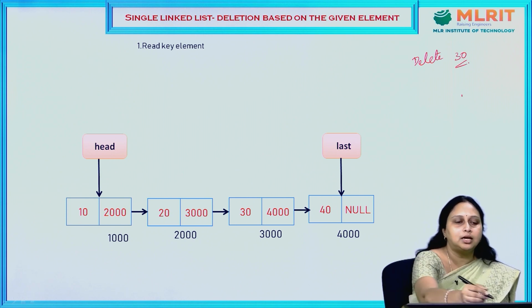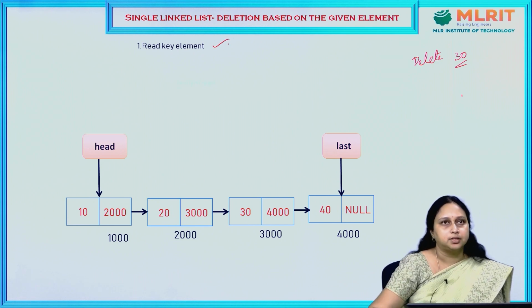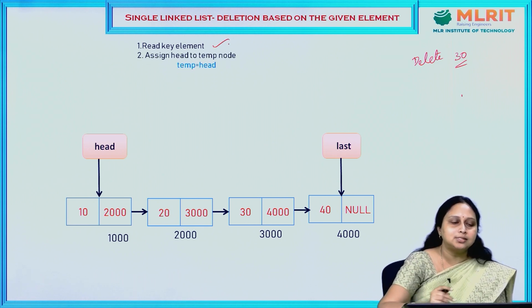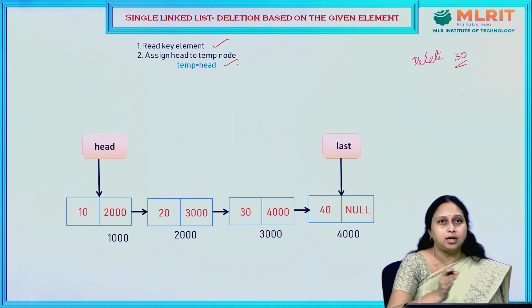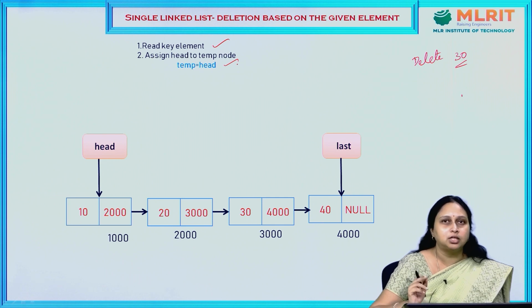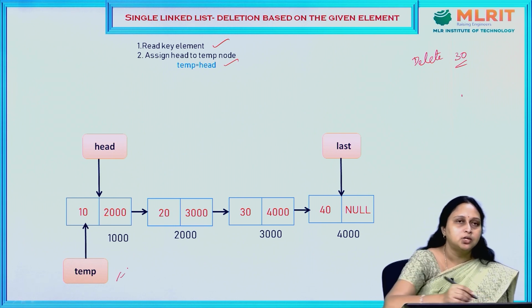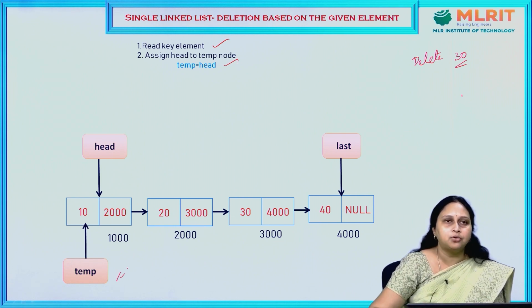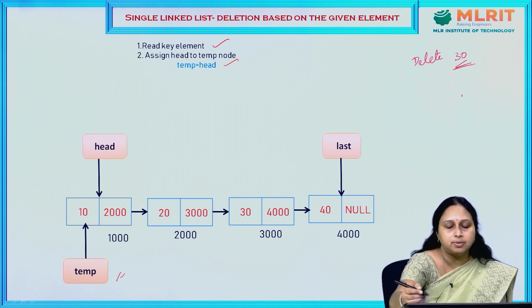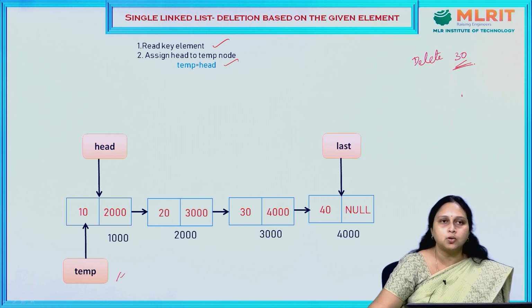That means for that I need to read that key element. And after that I need to assign my temp equal to head so that I can traverse through the list to reach or to search for the key element. Now you can see this is the temporary variable which I have assigned to head, so that it is going to verify whether temp arrow data is equal to 30 or not. I have selected my search element as 30. Now temp arrow data is not 30. Now I am going to move through the list until I reach 30.